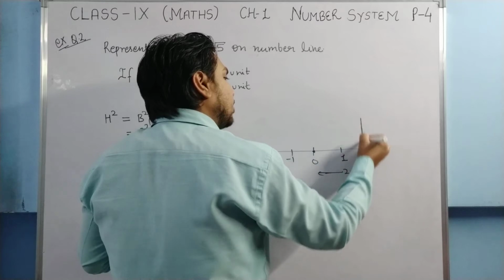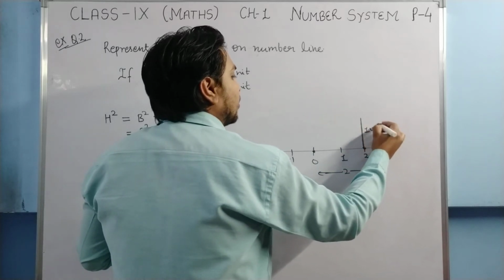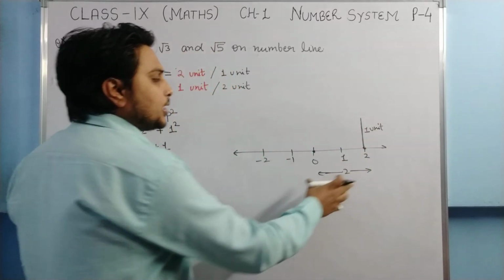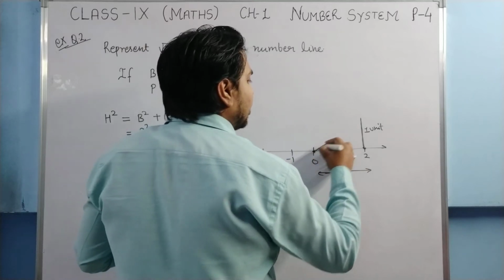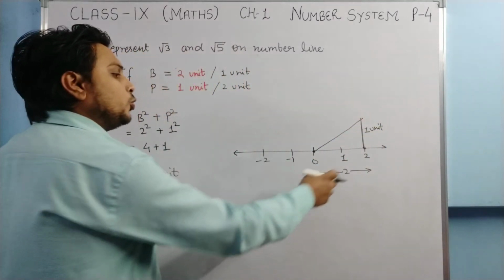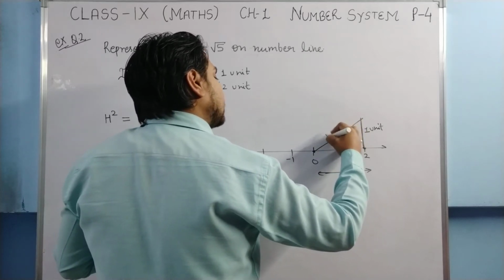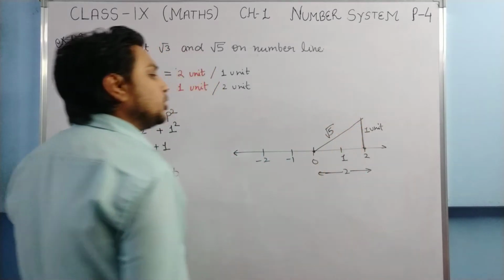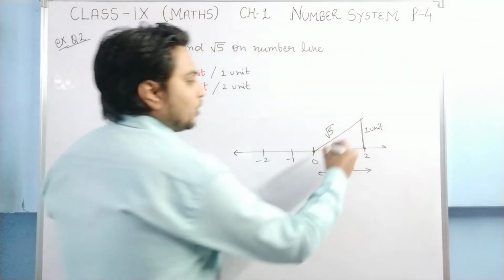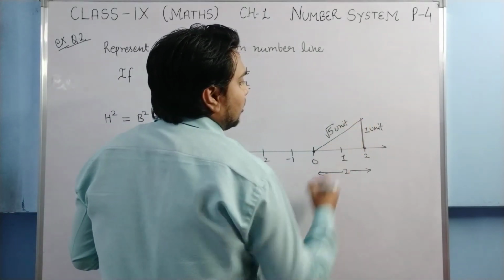This is perpendicular, 1 unit. So you can see that base is 1 unit, perpendicular is 1 unit. So if we join it, 2 square plus 1 square will be 5, so the hypotenuse will show under root 5 unit.